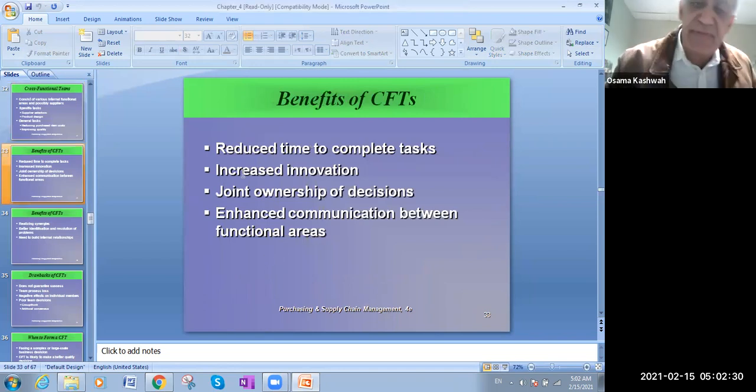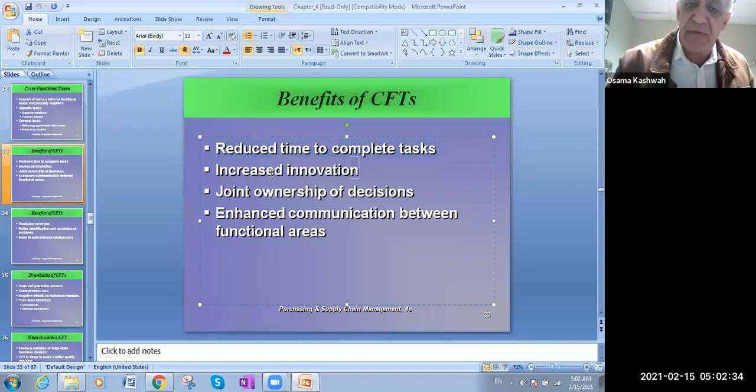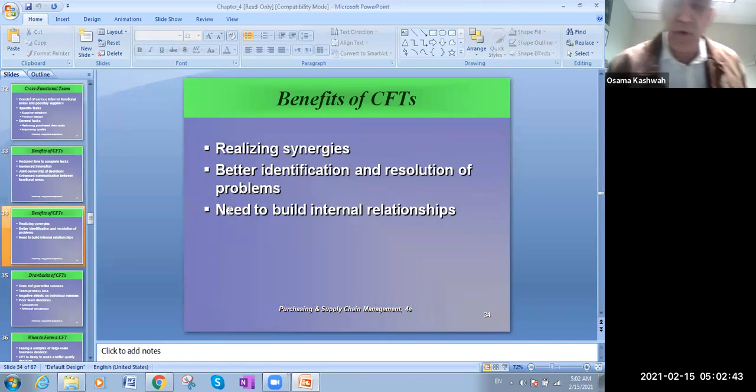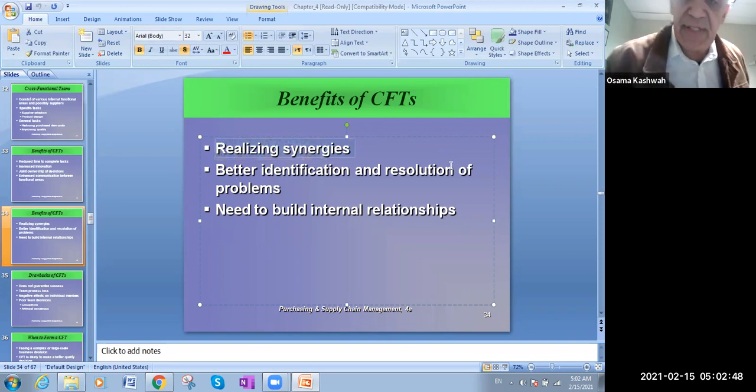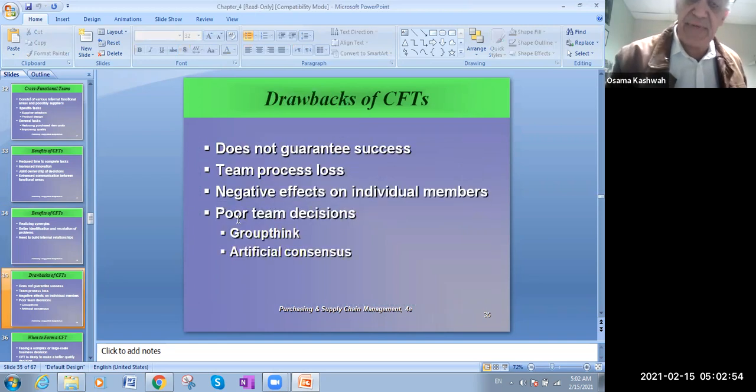Benefits of it: reduce time to complete tasks and increase innovation. Joint ownership of decisions, enhanced communication between functional areas. Very important, the role of the teams. Realizing synergies, better identification and resolution of problems, and the need to build internal relationships. This is very important.